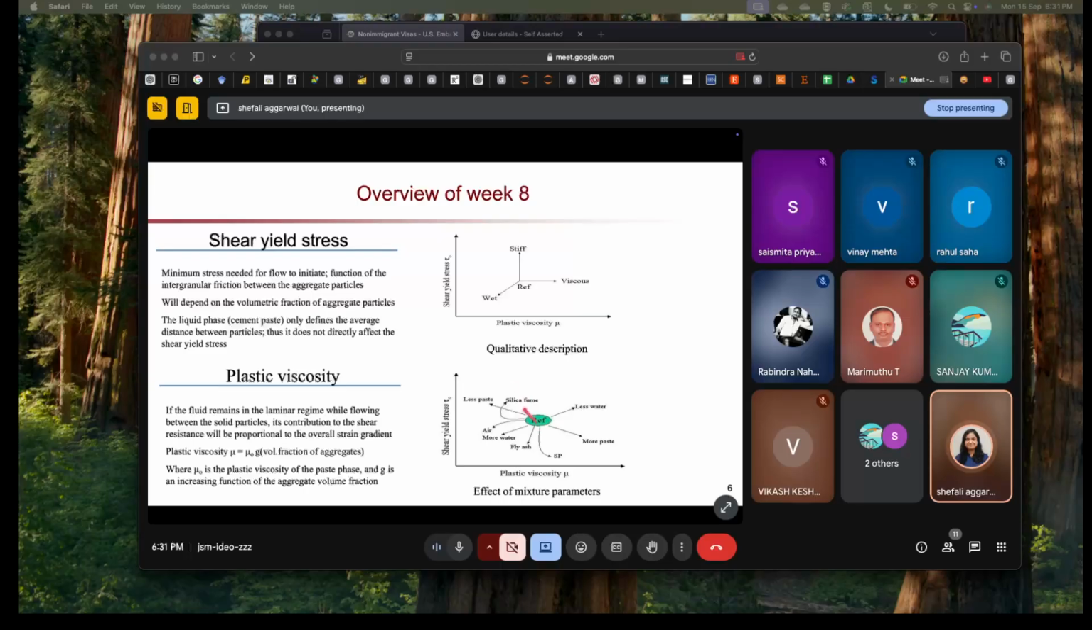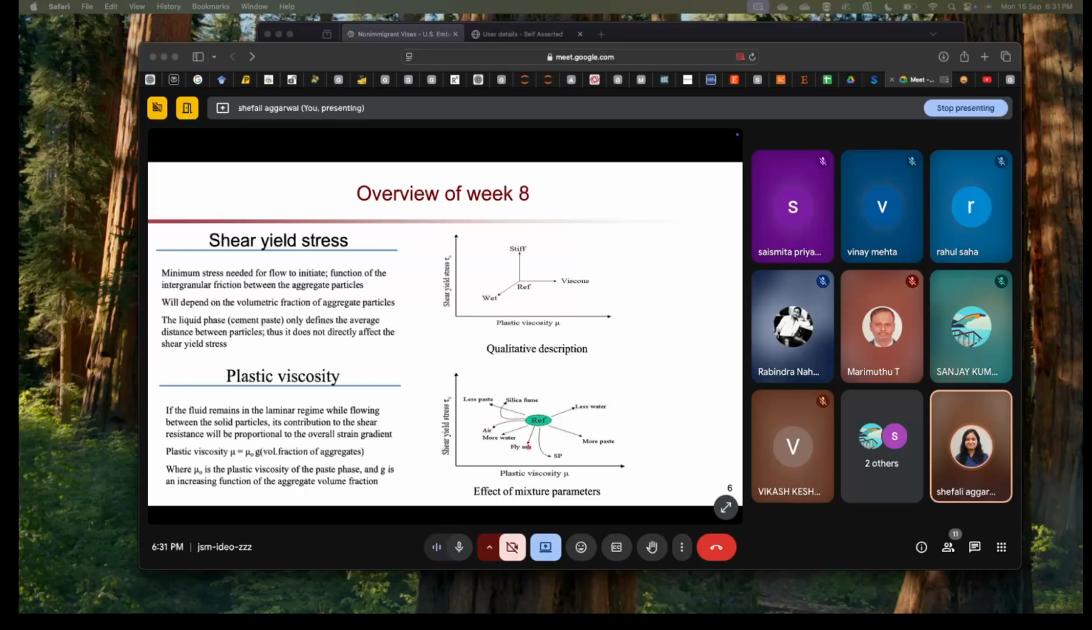Same way, if we talk about the stiffer and wet condition. If you have very little paste, then it will be in between your wet and stiff position, and if you have more air or more water, it will be more wet.